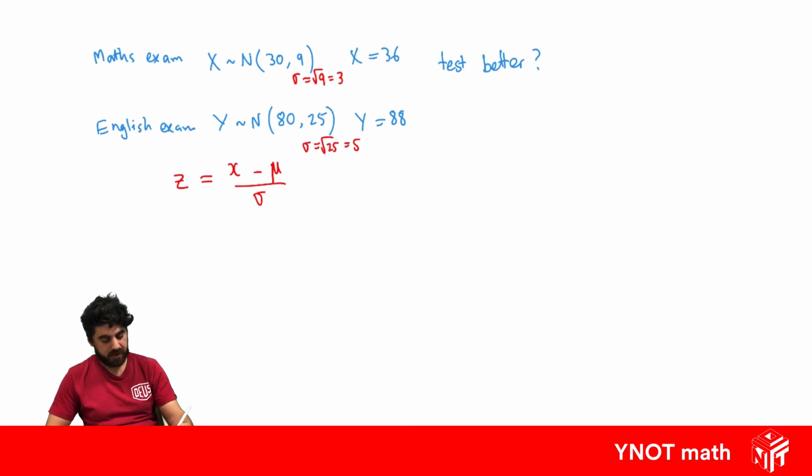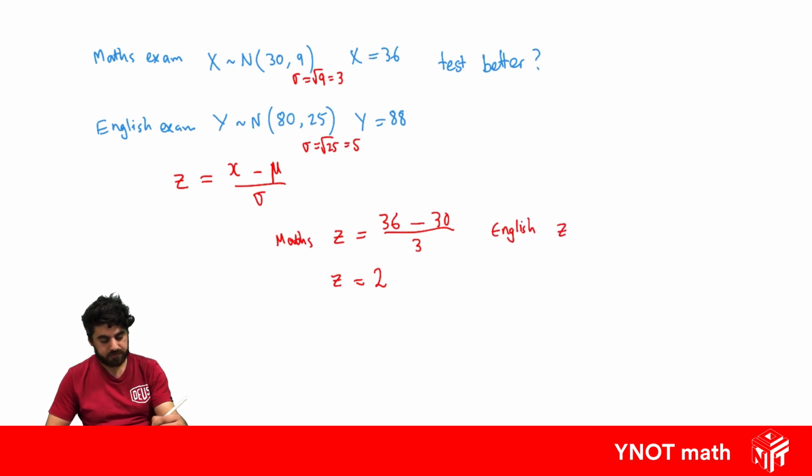So for the maths exam, the Z score will equal the score that we received, 36, minus the mean, which is 30, over the standard deviation, which is 3. So we get 36 minus 30, which is 6, 6 over 3, which is 2. So we get a Z score of 2 for the maths exam.